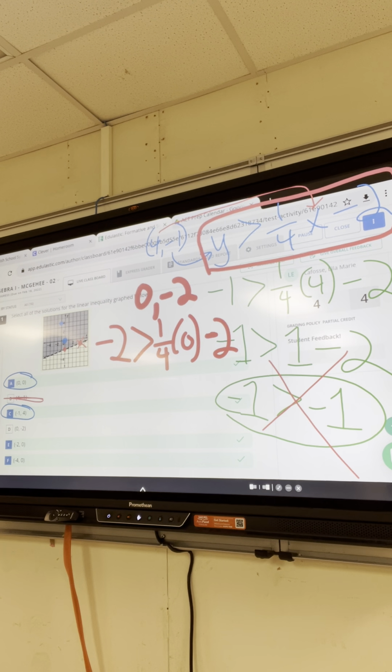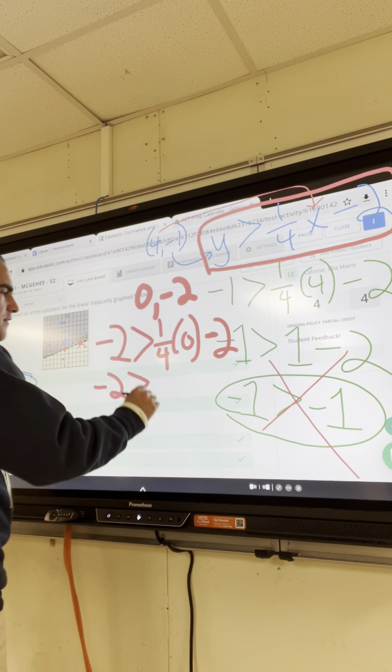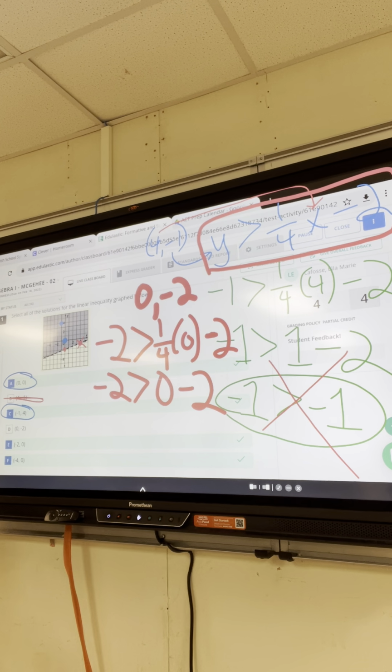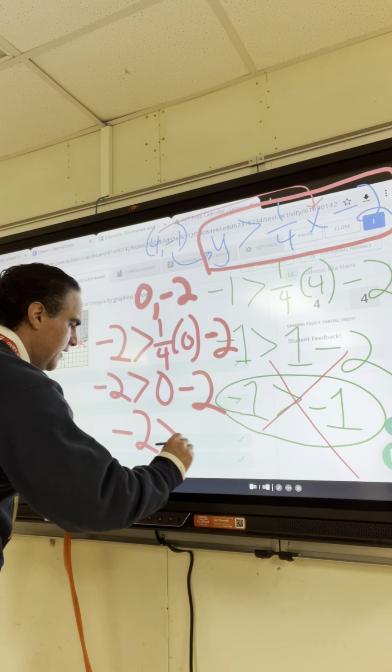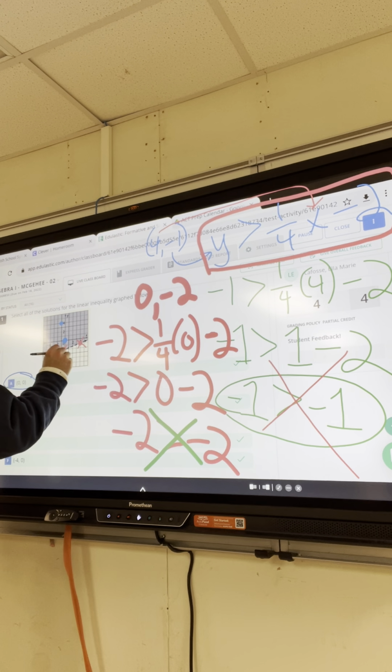What's 1/4 of 0? 0, right? So -2 is greater than 0 minus 2. What's 0 minus 2? -2. Is -2 greater than -2? No. So this is not an answer. 0 comma -2 is not an answer.